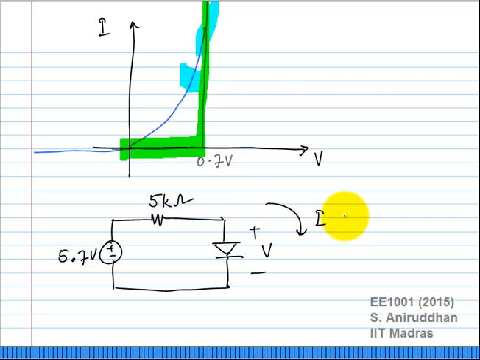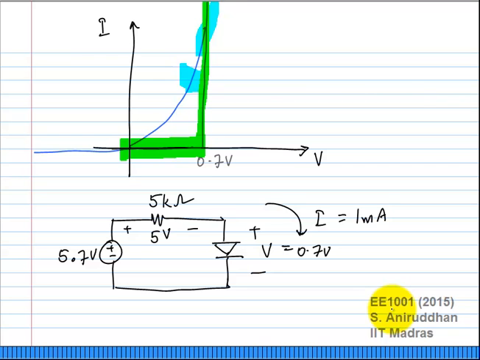If it was forward biased, there will be a voltage V and a current I. What is the voltage V? It's 0.7 volts. What is the voltage across the resistor then? It's 5.7 minus 0.7, which is 5 volts. What is the current? 1 milliampere. 5 volts by 5 kilo ohms.